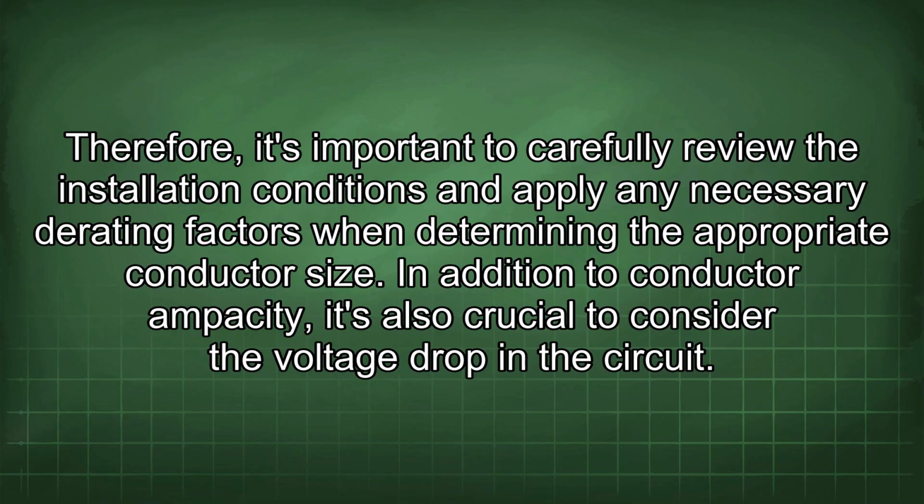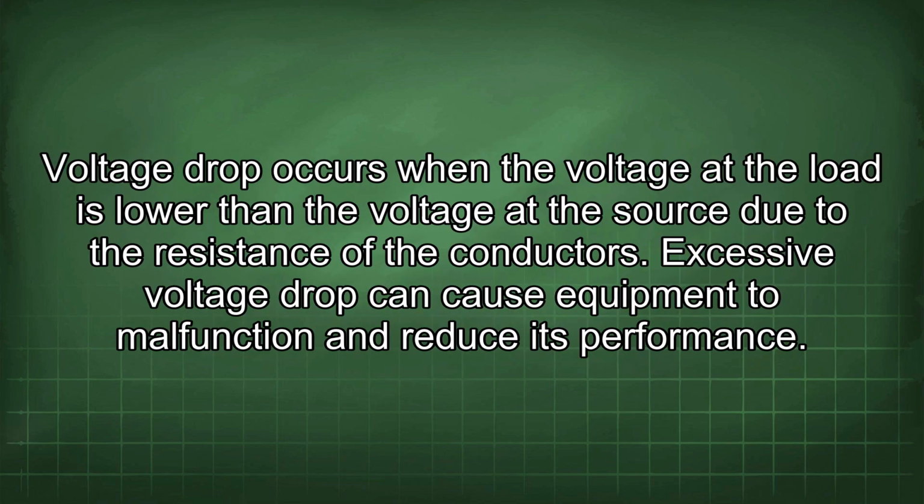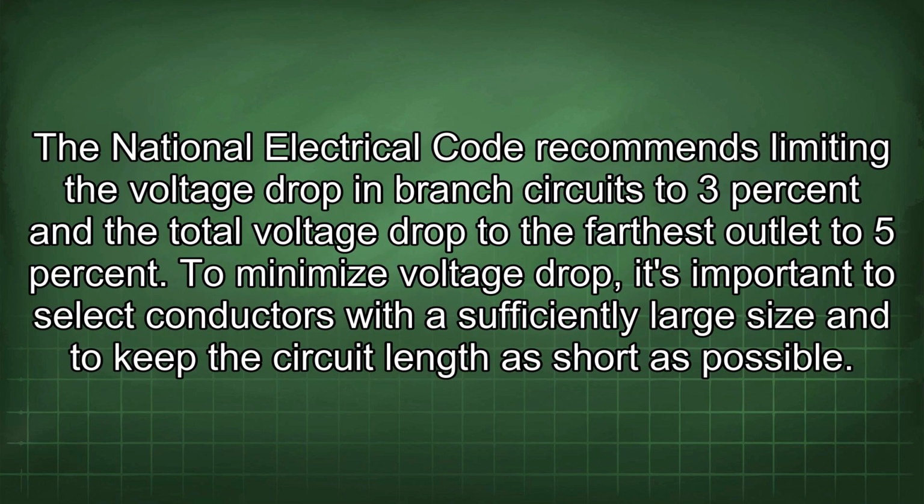In addition to conductor ampacity, it's also crucial to consider the voltage drop in the circuit. Voltage drop occurs when the voltage at the load is lower than the voltage at the source due to the resistance of the conductors. Excessive voltage drop can cause equipment to malfunction and reduce its performance. The National Electrical Code recommends limiting the voltage drop in branch circuits to 3% and the total voltage drop to the farthest outlet to 5%.